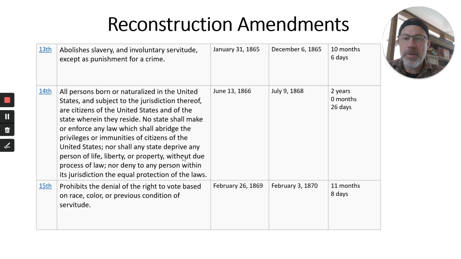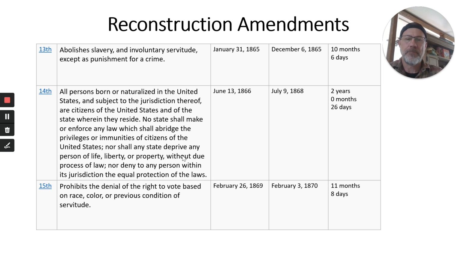The 15th Amendment prohibits the denial of the right to vote based on race, color, or previous condition of servitude. So the 13th, 14th, and 15th Amendments were the foundations of the Reconstruction after the Civil War. Reconstruction meaning the country coming back together after war.